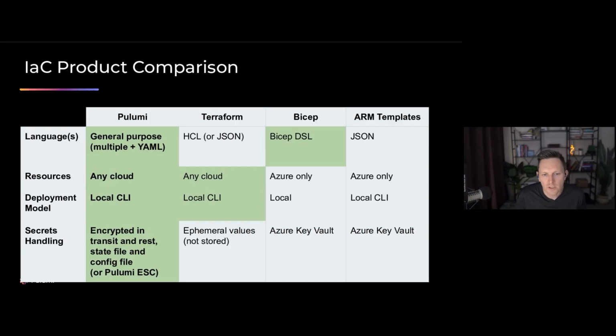they work only in Azure, and you run them from the local CLI. They are a bit verbose, so Azure also offers Bicep, which is a DSL that's a little bit less repetitive and is also Azure only.